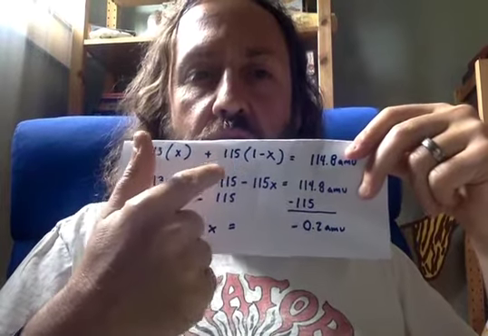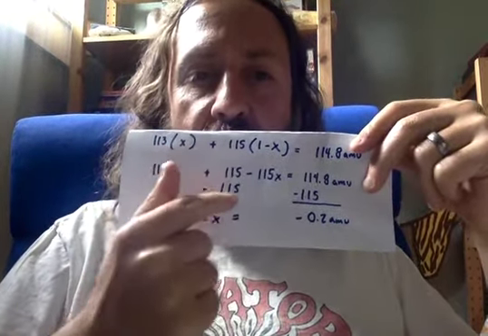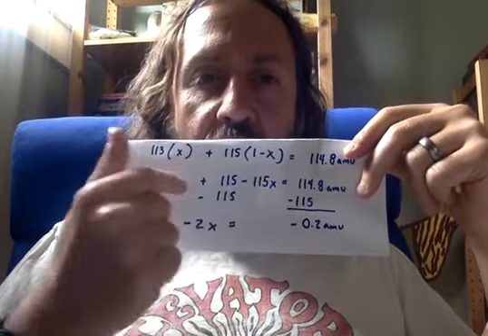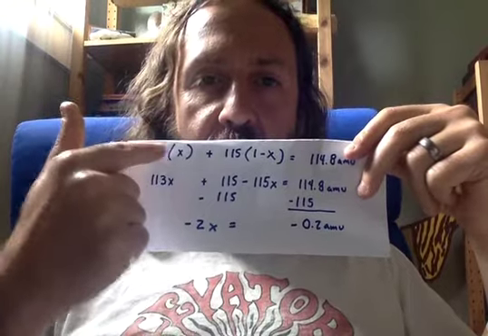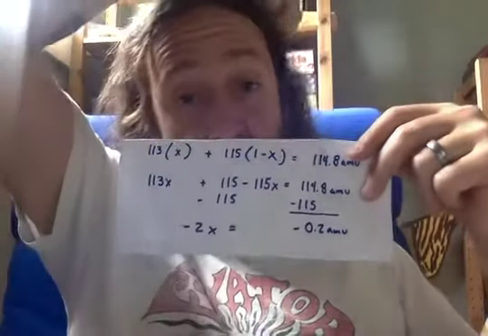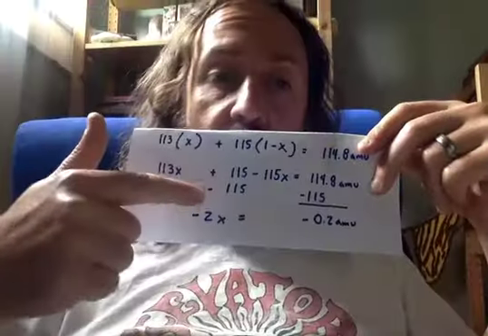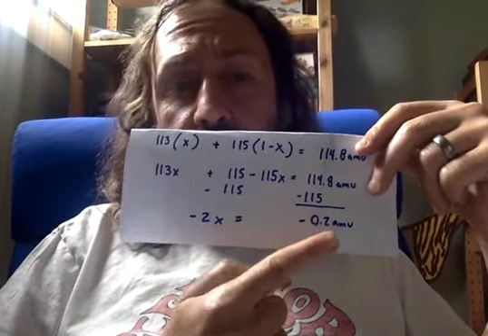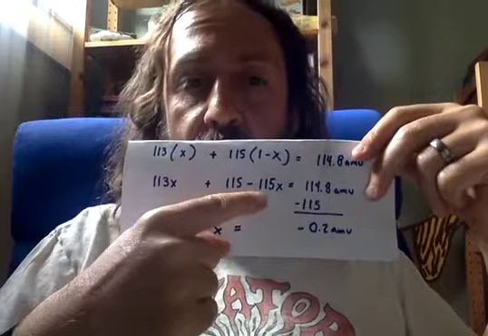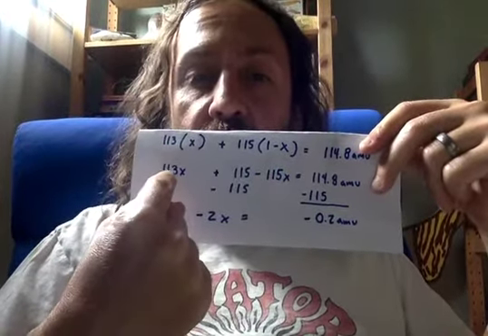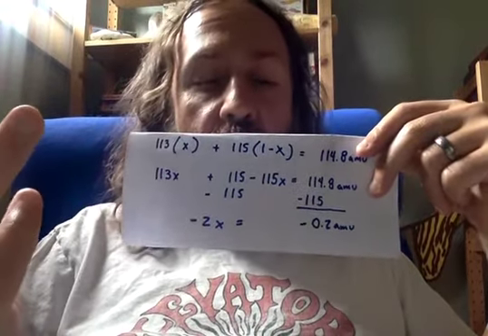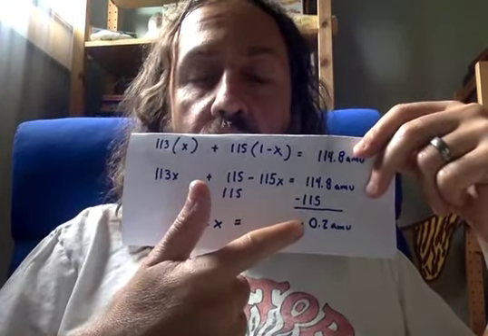Then just distribute that 115 across both sides, and you get 115 minus 115X plus 113X equals that 114.8. Okay? Take 115 away because it doesn't have an X in it. You're just moving it over to this side, and you get negative 0.2, and you're like, it's negative. Okay, well, you just take 113X minus 115X, and that's minus 2X. So now we have minus 2X equals minus 0.2.